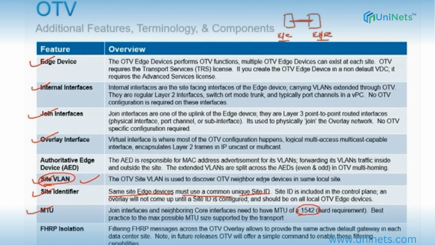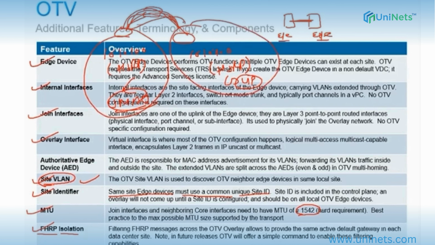It provides SVI separation and FHRP isolation. What does it mean? Suppose there is a cloud and you have OTV configured, and you are using the same 10.10.10.0 network on both sides, and here you configured HSRP and here also you configure HSRP. Each HSRP group must have a virtual MAC address. Here also it will have a virtual MAC address. So that MAC address will not go from one site to another. It will be local to the sites. Only the data traffic travels.